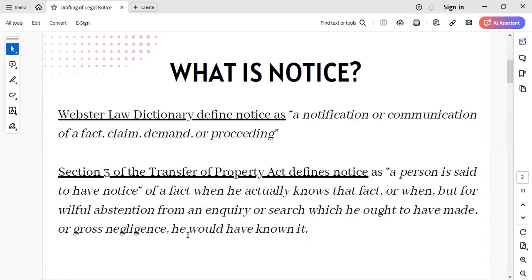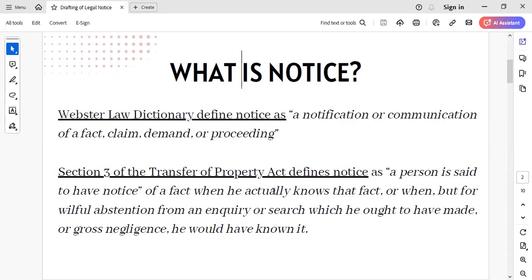So, understood what is notice? Notice is the short form of notification or communication of fact, claim, demand, or proceeding. And the statutory definition of notice is given under section 3 of the Transfer of Property Act, which says a person is said to have notice when he actually knows the fact, or when, but for willful abstention, which means not doing something which you should be doing, from an inquiry or search which he ought to have made, or gross negligence, he would have known it. So, do you have any doubts still here?